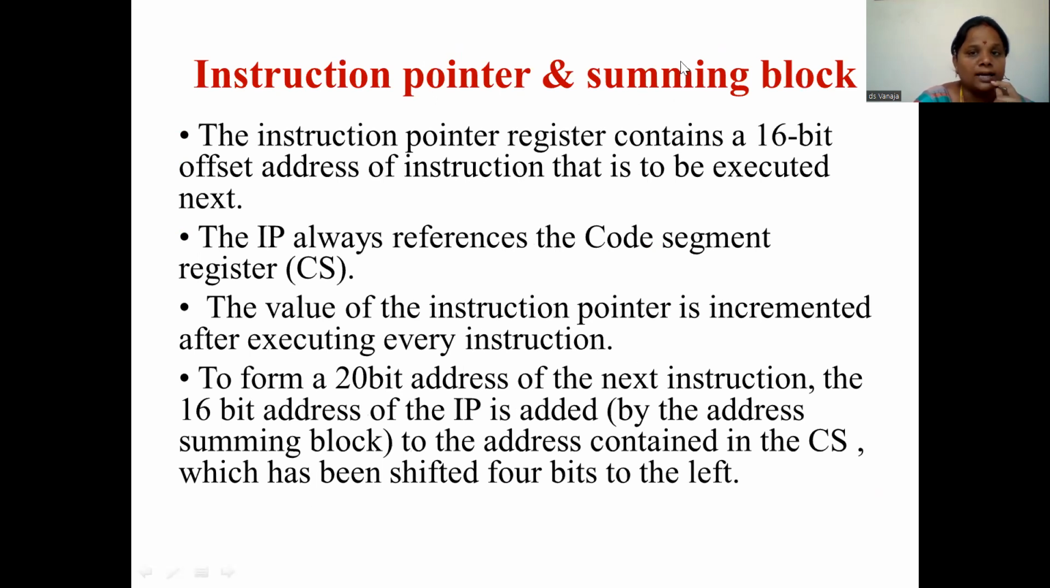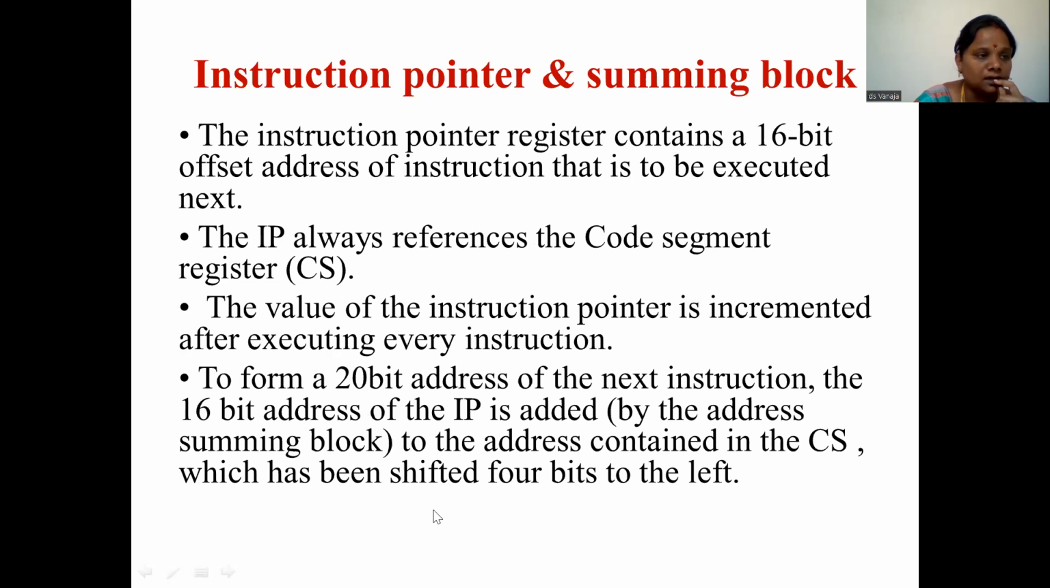And the summing block, the address summer, is used to form a 20-bit address of the next instruction. The 16-bit address of the IP is added to the address contained in the code segment, which has to be shifted 4 bits to the left. So these are all the blocks inside your basic bus interface: segment registers, instruction queue, instruction pointer, and finally the address summer.